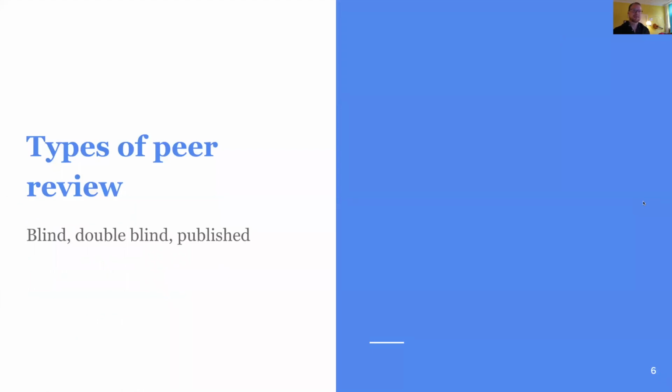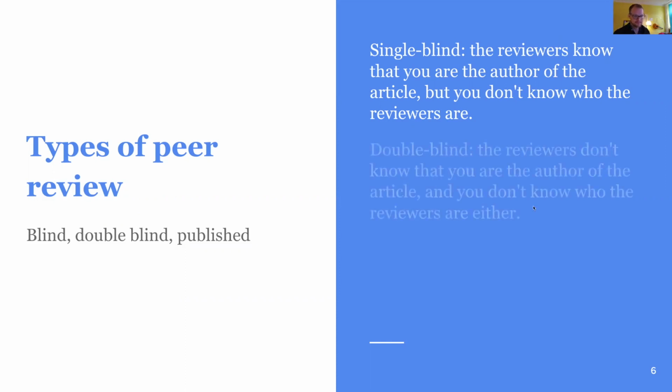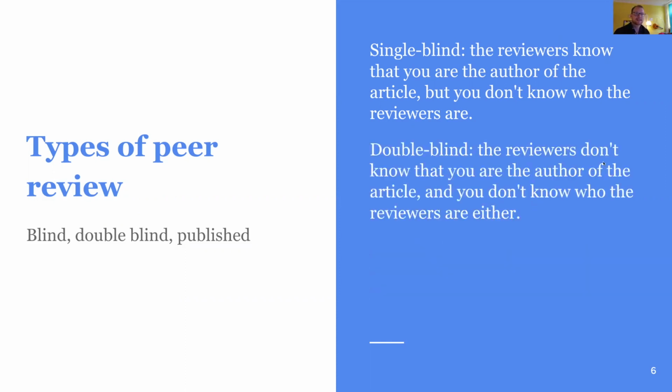So there are different types of peer review. That's something to keep in mind. There's something called the blind peer review. There's a double blind, and there's a published. So in the single blind peer review process, the reviewers know that you're the author, but you don't know who the reviewers are. In the double blind, reviewers don't know that you are the author of the article, and you don't know who the reviewers are either.